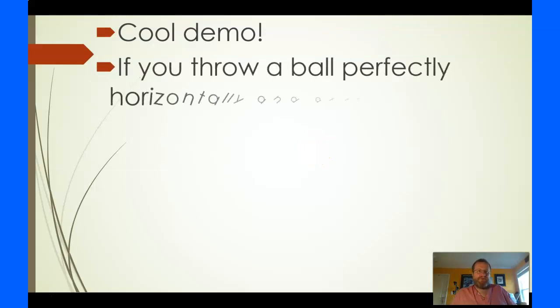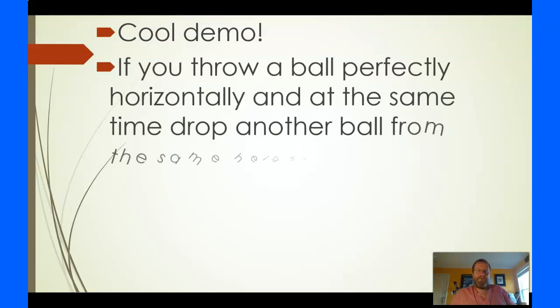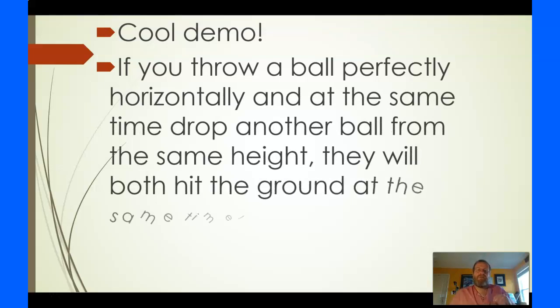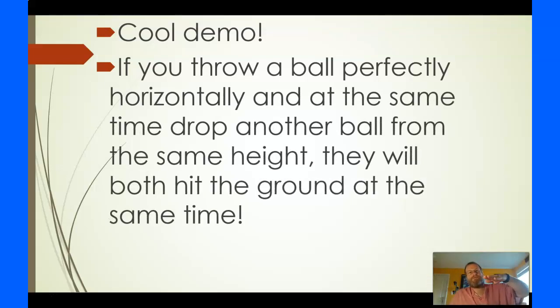If you throw a ball perfectly horizontally, and at the same time drop another ball from the same height, they'll both hit the ground at the same time. You gotta shoot that one ball perfectly horizontally. If you shoot it up, it takes time for that upwards part of the velocity to get eaten up by gravity before it starts falling. If you shoot it downwards, it's gonna hit the ground faster. You gotta shoot perfectly horizontally and drop another one from the same height at the same time. Hard to do at home, but if you can do it, try. It's awesome.